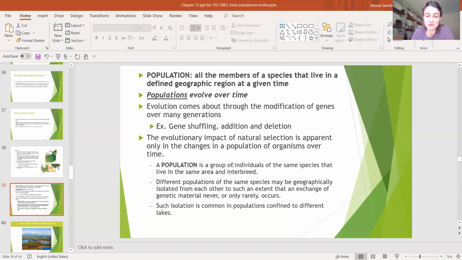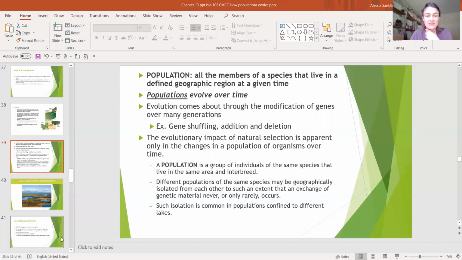So at a given time, it's a group of individuals of the same species that live in the same area and interbreed. So now we basically have the population of individuals in Auburn, right? And if we were at CMCC in our classroom, we would be a population of humans in that classroom at CMCC. So it just depends on the area that you put, right? That basically tells you what a population is.